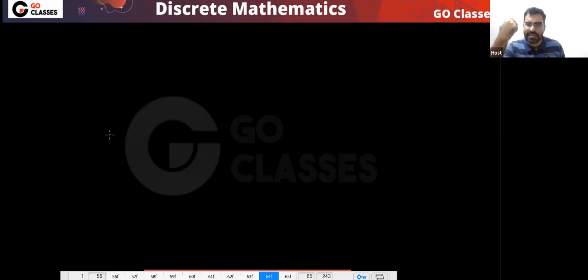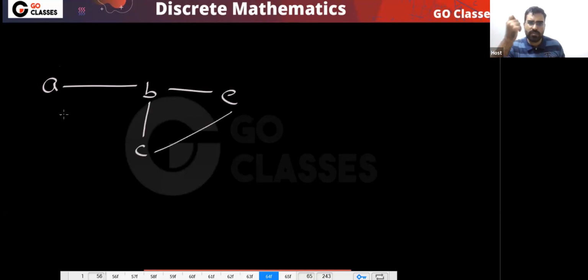Manideep is asking, if a cut edge is removed, are the vertices also removed? If you remove an edge, will you remove a vertex also? We never do that. We have already seen this in the previous classes. If you remove an edge, you have this graph A, B, C, D. Let's call the edges 1, 2, 3, 4. From this graph, let's remove edge 1.